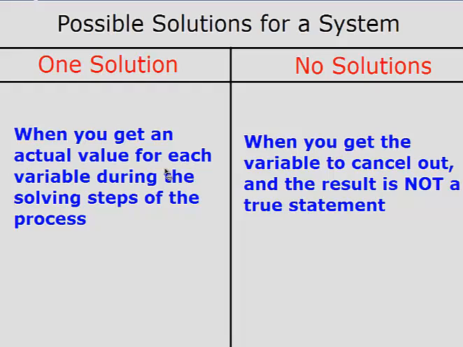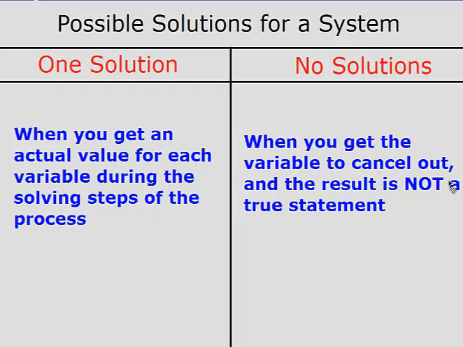That's fine. So when you get the variable to cancel out and the result is not a true statement, so you get something that's false, like 5 equals 3, is that true? No. That is what no solutions look like. It doesn't matter what value I put in for x, I will never get the left side to equal the right side. Is everybody okay with that? That's what I mean by a false statement. So the variables are gone, and you get something that is not true. That's what no solutions is going to look like.